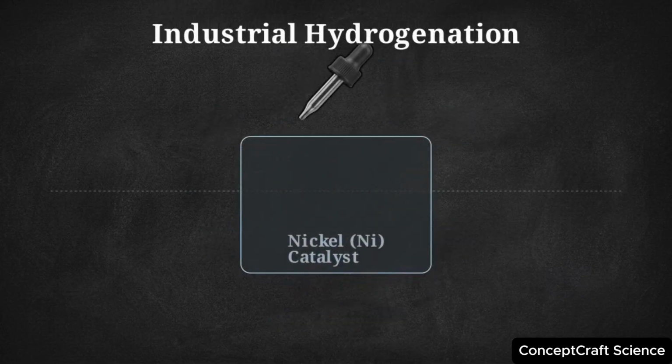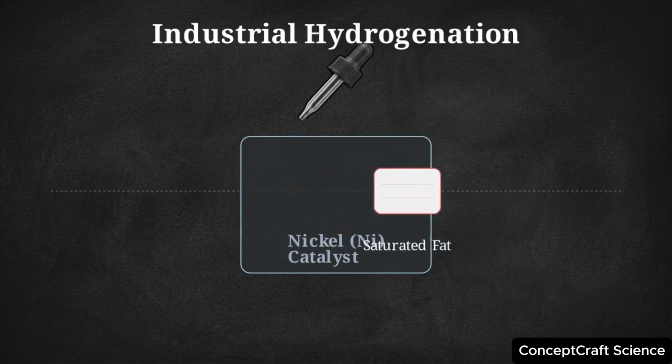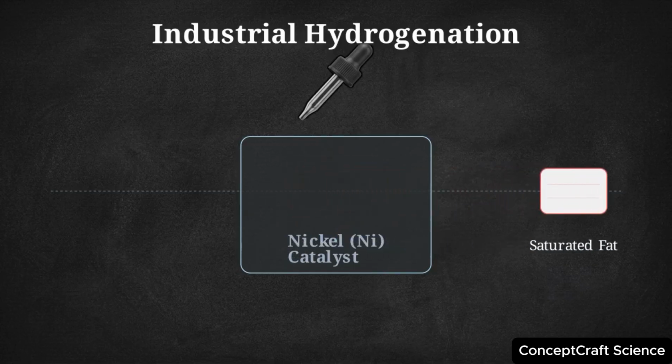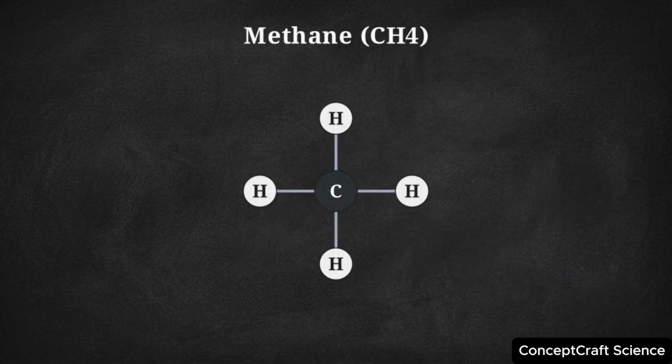This microscopic addition mechanism is exactly how the food industry operates. Manufacturers use a nickel catalyst to add hydrogen to liquid, unsaturated vegetable oils, turning them into solid, saturated, animal-like fats for cooking. Now look at methane, a fully saturated molecule.